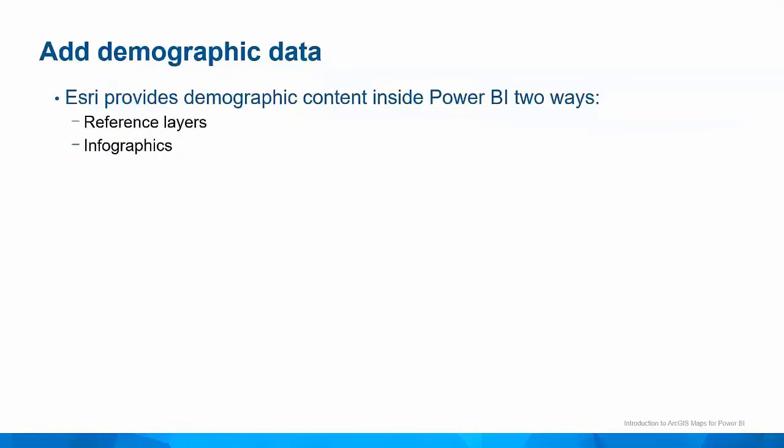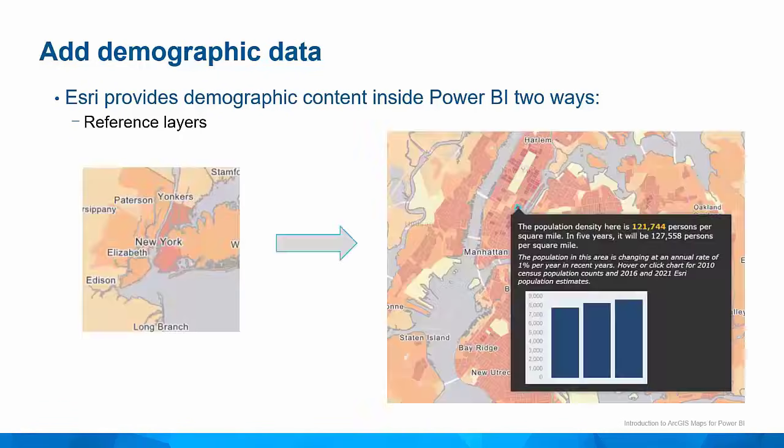Getting good data is hard, and processing it for easy use is even harder. Esri creates content in-house and partners with content providers to provide access to a wealth of data about the world around us. We expose this information in ArcGIS maps in easy-to-use ways such as demographic reference layers and infographics.